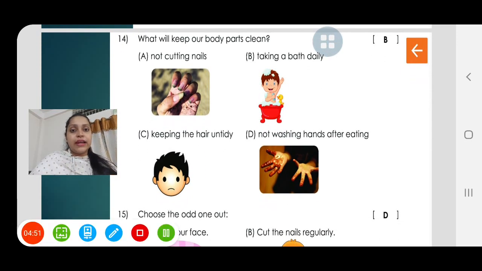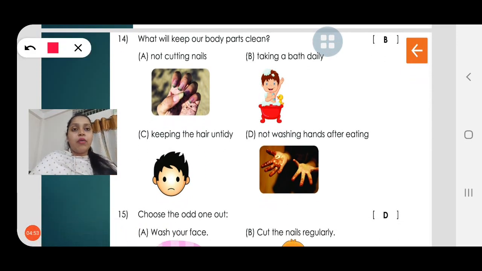And what's written there? It's written, what will keep our body parts clean? By doing what keeps our body parts clean? It's number B, taking a bath daily.